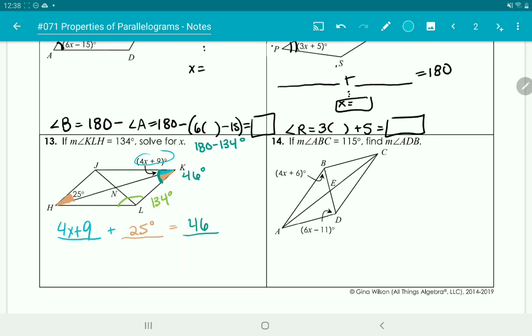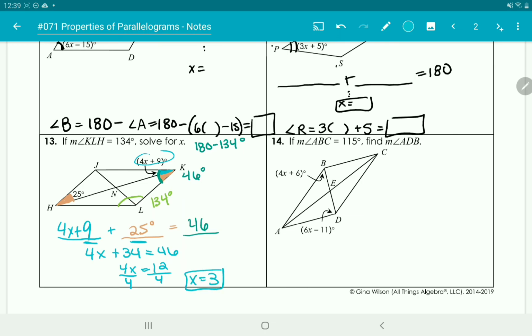So if we solve for x now, we can add the 9 and the 25 together to give us 4x plus 9 plus 25, which is 34, equals 46. If we subtract 34 from that, it gives us 4x equals 12. Divide by 4, and that gives us that x is equal to 3.